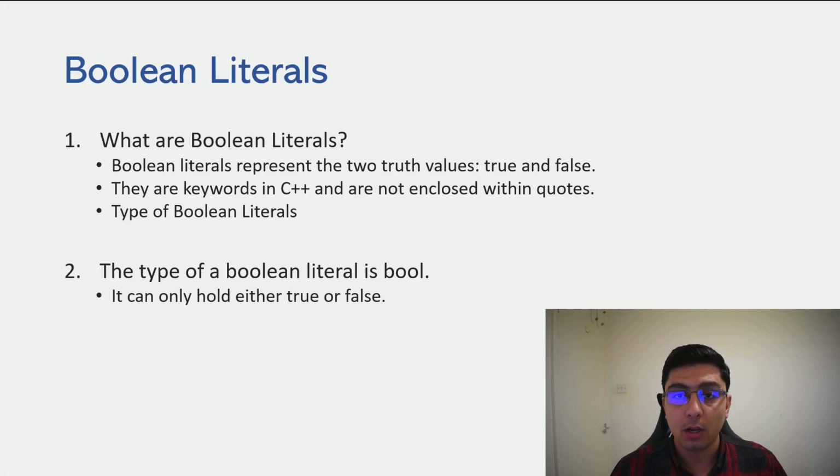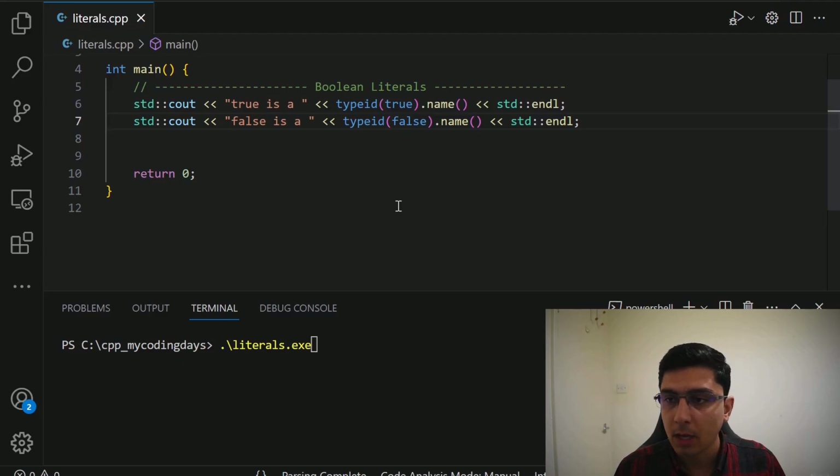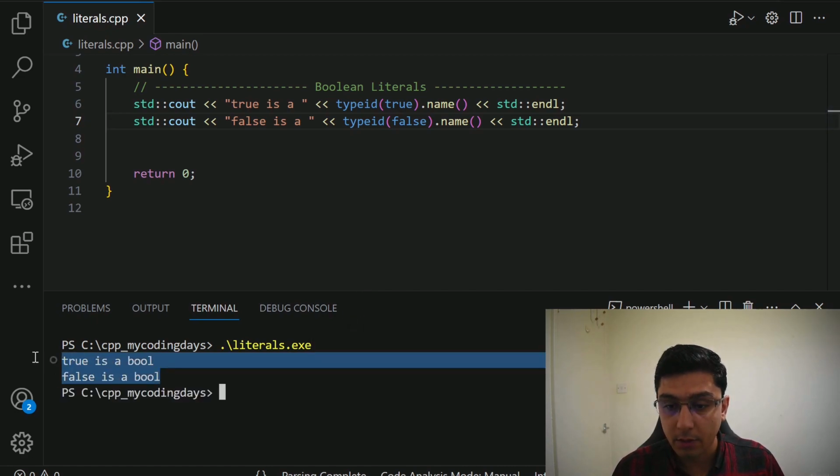Boolean literals are essential for decision-making in programming. They find extensive use in conditions and control statements. They allow us to control the flow of our program based on certain conditions. Let's take a look at some examples in the code. Here we have two Boolean literals, true and false, and we expect the type of both to be bool. Let's run the code, and that's correct.